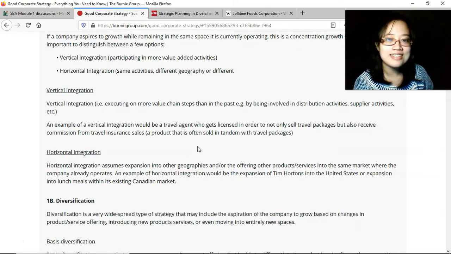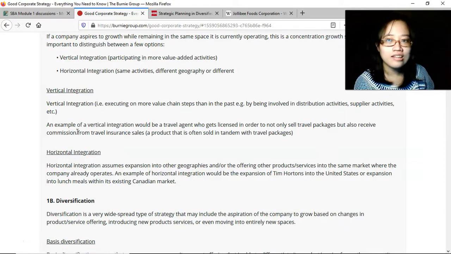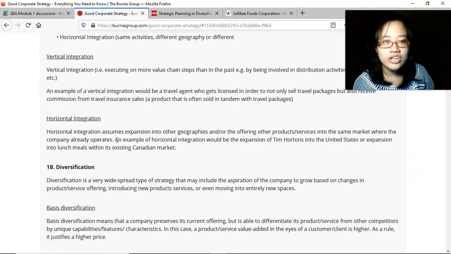So let's say here, you're a travel agent, travel agency, you sell travel packages, and in a way you can partner with a travel insurance company so that you can also add in travel insurance in the package, okay? And then you get a certain amount of commission from there, additional revenue for the agency or for the agent, all right? Horizontal integration assumes expansion into other geographies and/or the offering of other products or services into the same market where the company already operates.